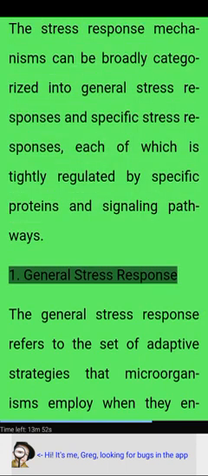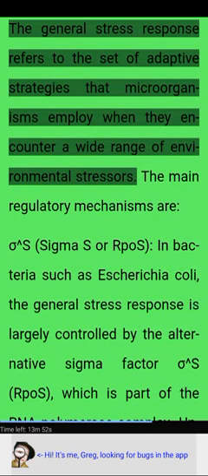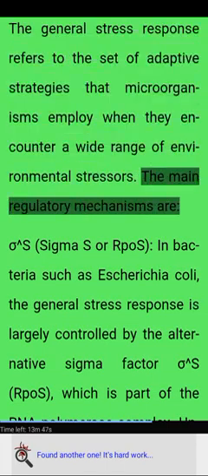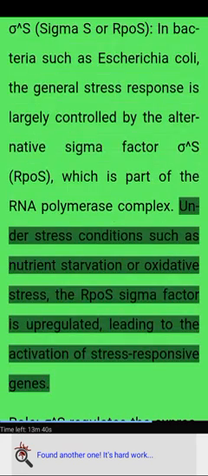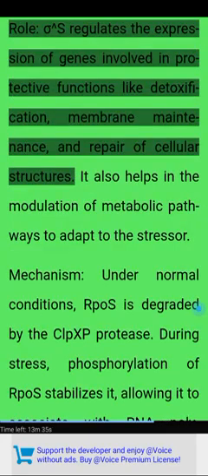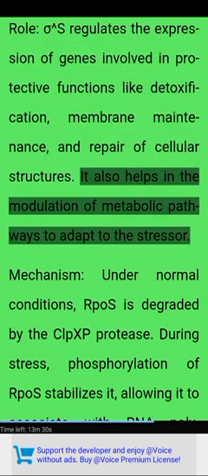1. General stress response. The general stress response refers to the set of adaptive strategies that microorganisms employ when they encounter a wide range of environmental stressors. The main regulatory mechanisms are sigma-S (RpoS). In bacteria such as Escherichia coli, the general stress response is largely controlled by the alternative sigma factor sigma-S (RpoS), which is part of the RNA polymerase complex. Under stress conditions such as nutrient starvation or oxidative stress, the RpoS sigma factor is upregulated, leading to the activation of stress-responsive genes. Role. Sigma-S regulates the expression of genes involved in protective functions like detoxification, membrane maintenance, and repair of cellular structures. It also helps in the modulation of metabolic pathways to adapt to the stressor.